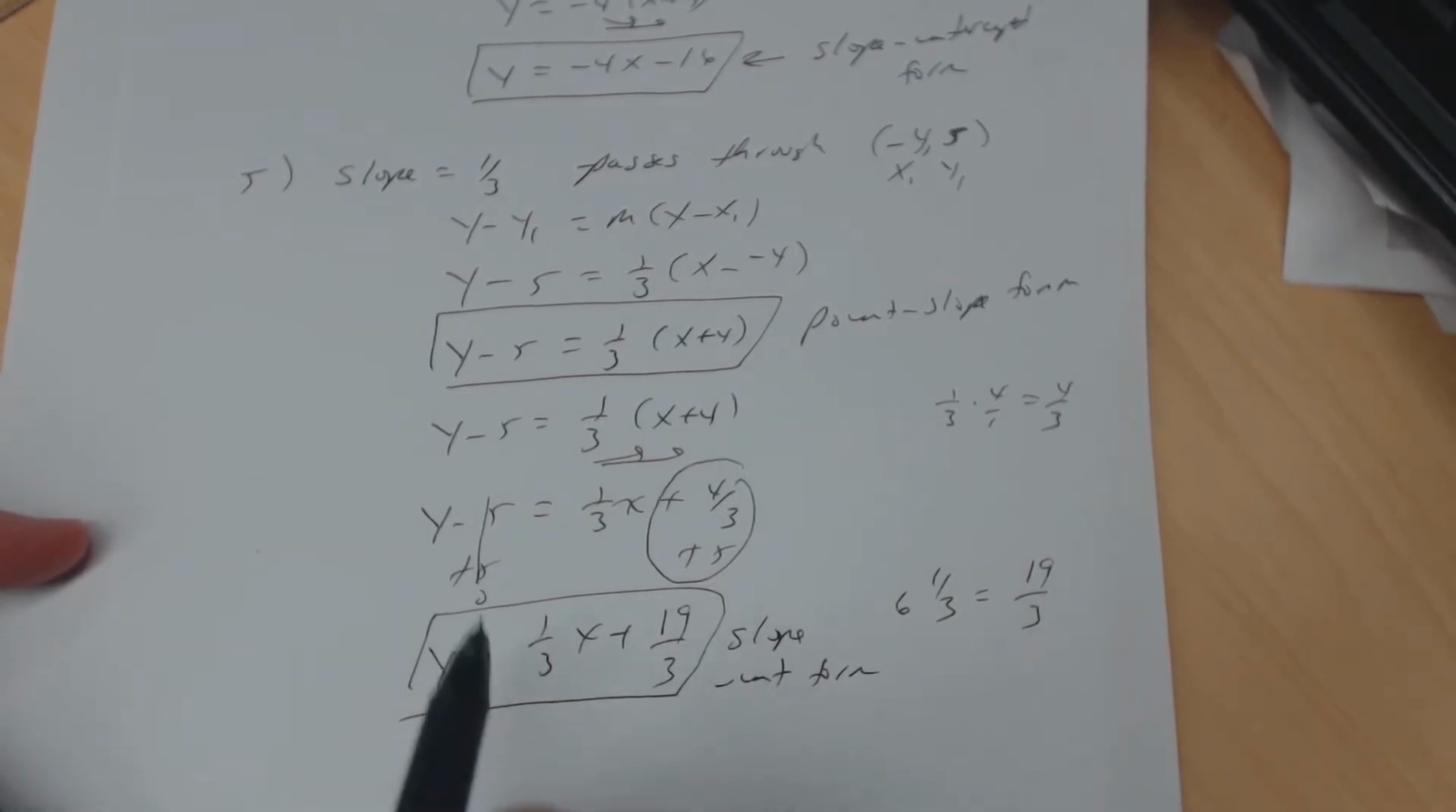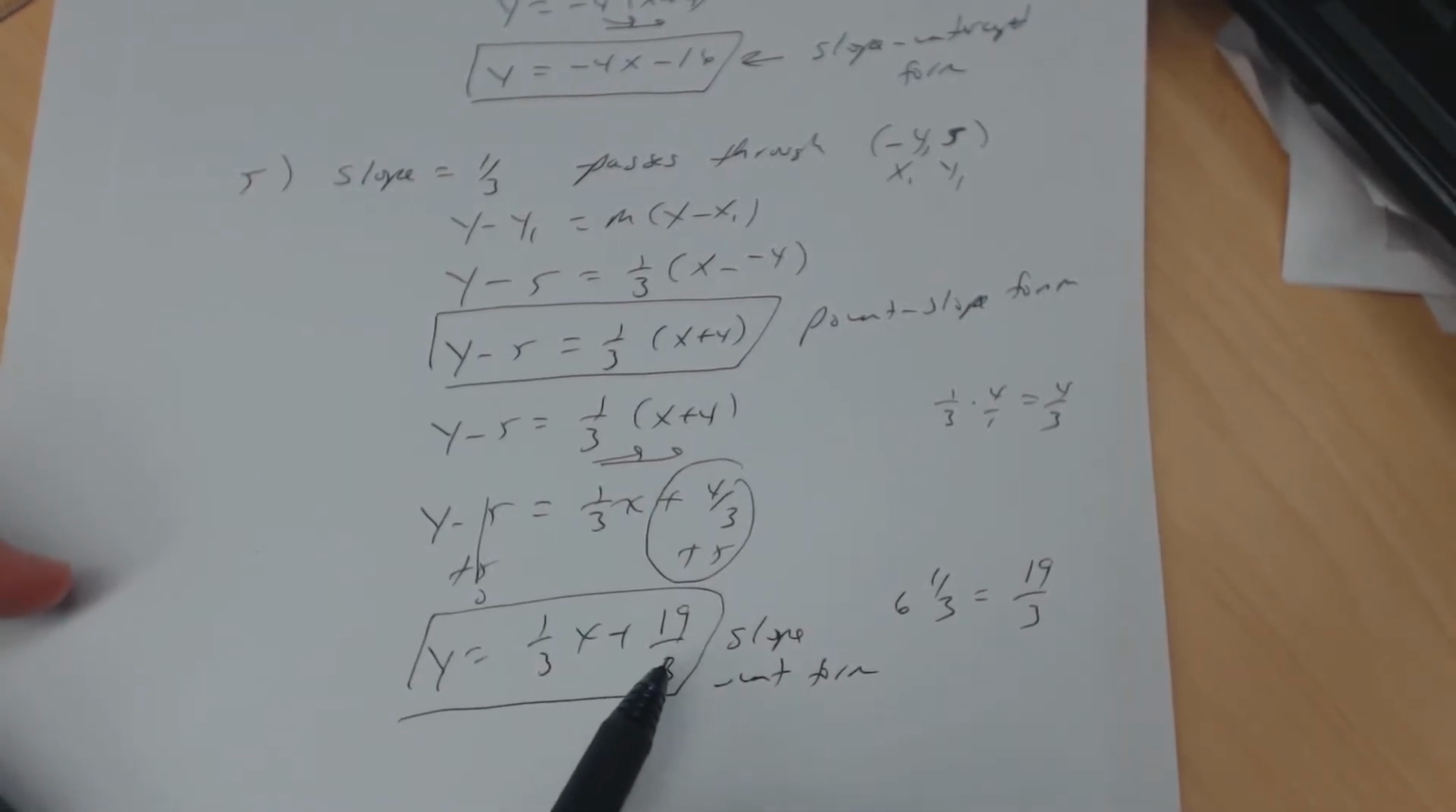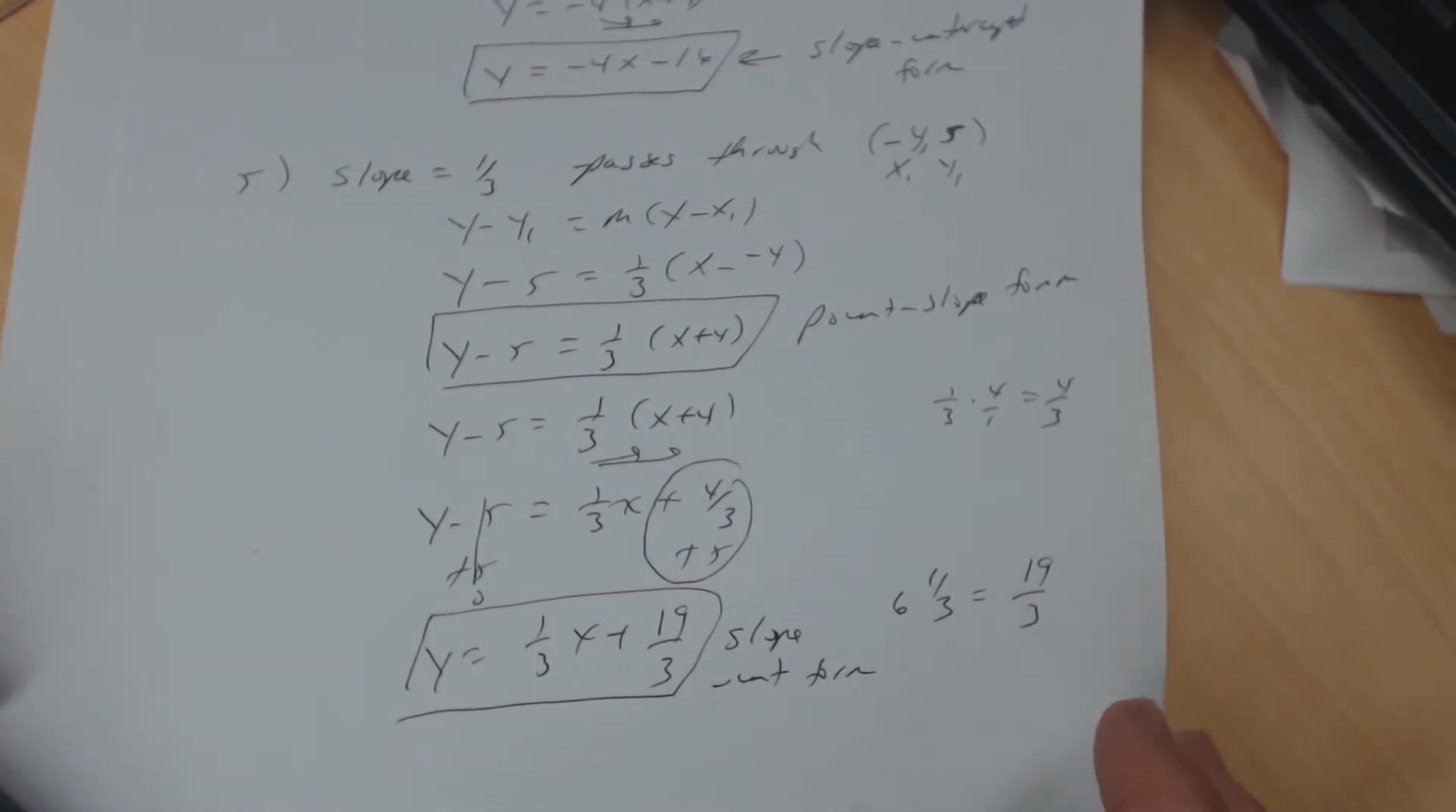Remember, the slope is 1/3, which we knew, and the 19/3, which is 6 1/3, represents the y-intercept. That's where the graph crosses the y-axis.